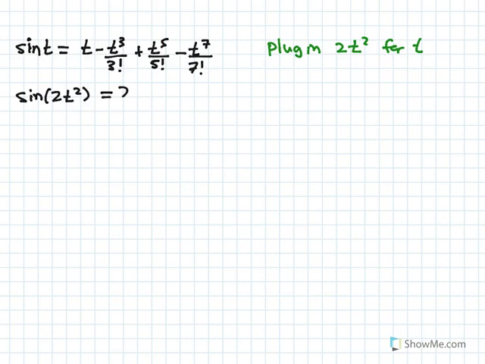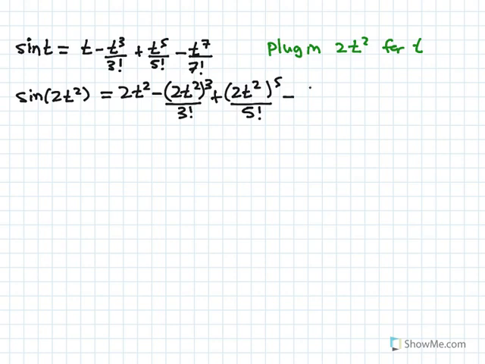is equal to 2t squared minus 2t squared all cubed divided by 3 factorial plus 2t squared to the power of 5 divided by 5 factorial minus 2t squared to the power of 7 divided by 7 factorial, and so on. So wherever you see a t, we plug in 2t squared. So that's very important to get the algebra correct. All right, let's simplify this.